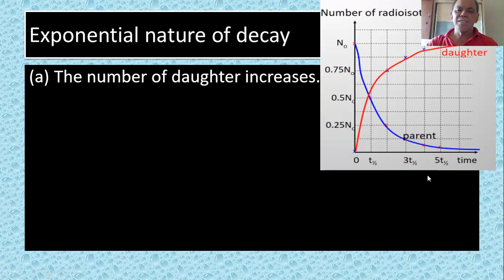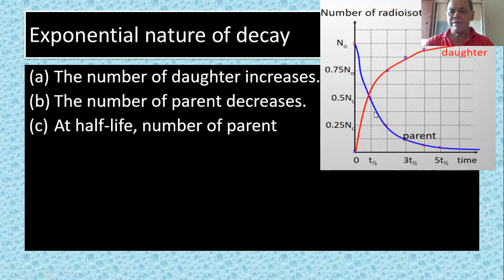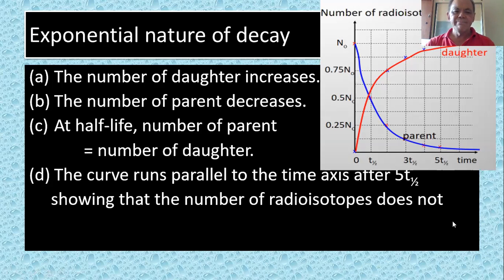So the number of daughter increases. That's the red one, the daughter. The number of parent, the blue one, decreases. At half-life, both of them are the same. Number of parent equals number of daughter. And then this curve will run parallel to the time axis after 5 half-lives. It approaches closer and closer and becomes 0 at infinity.